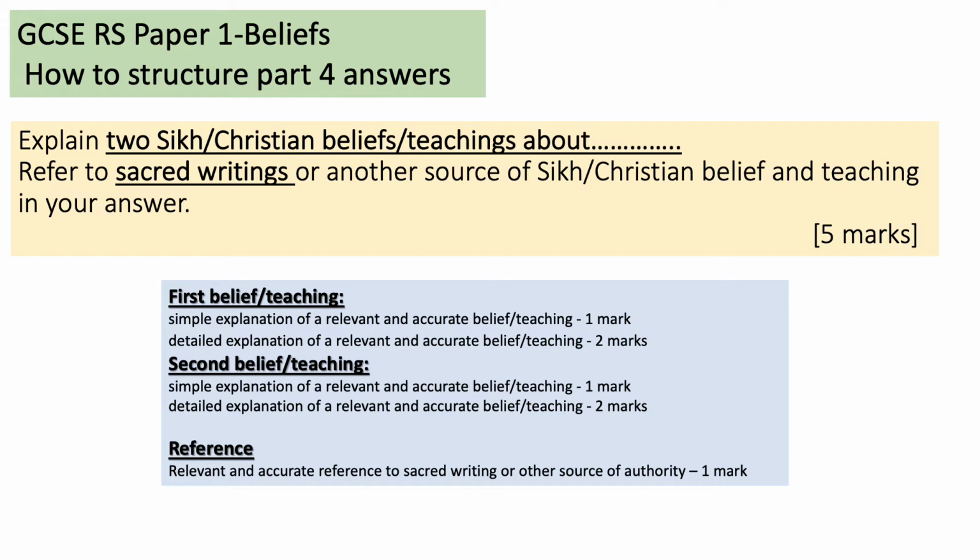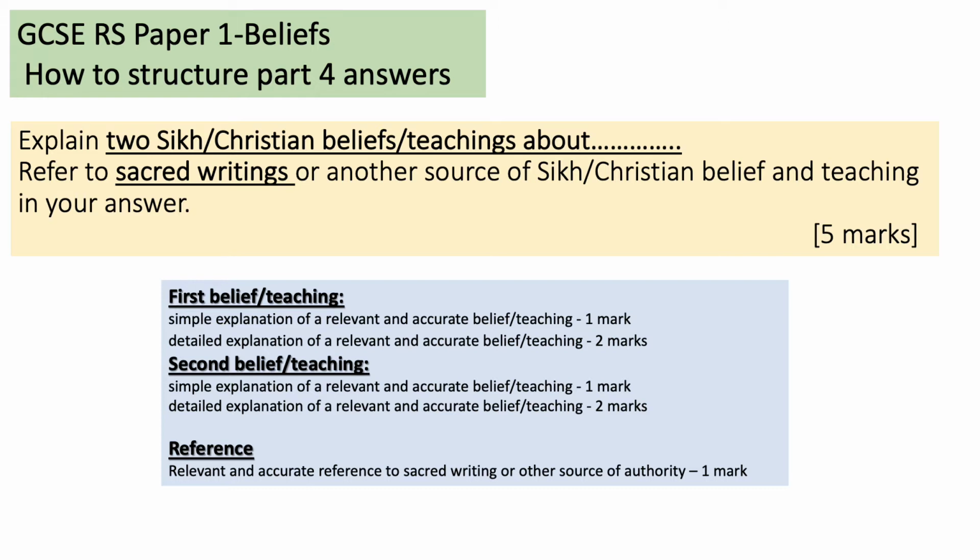And it will always follow a set structure, and that structure is found in the yellow box. So it says, explain 2 Sikh or Christian beliefs or teachings about something that you have learnt. It also asks you to refer to sacred writings or another source of Christian or Sikh belief and teaching in your answer. And these Part 4 questions are always worth 5 marks.